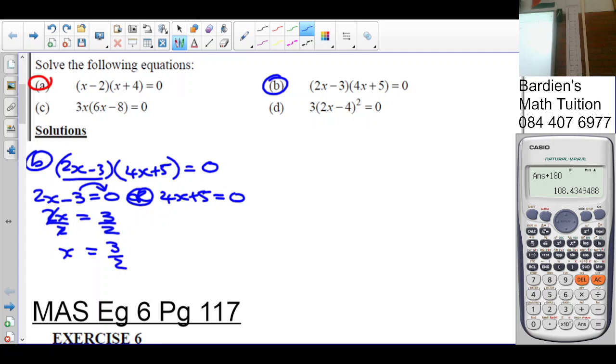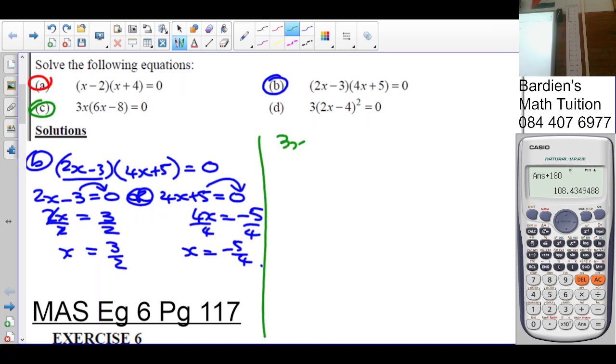On the other one, they get over the equal sign. So 4x equals negative 5. Divided by 4 both sides. So x is equal to negative 5 over 4. Okay, any confusion? Sorry? You can leave it in fraction form. If you wrote 1.5 and negative 1.25, that's also acceptable. But we tend to leave things in fraction form.